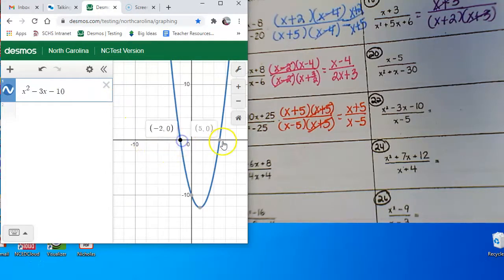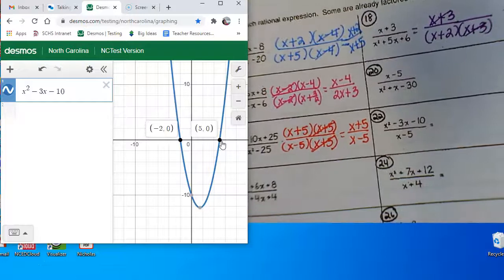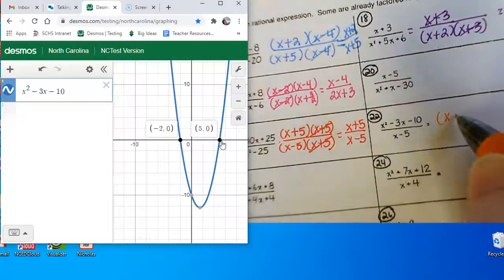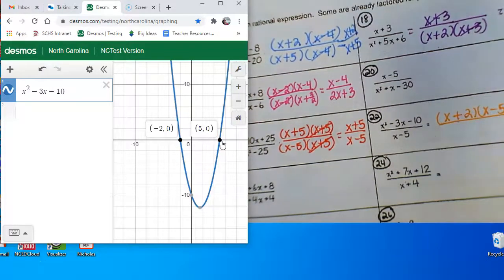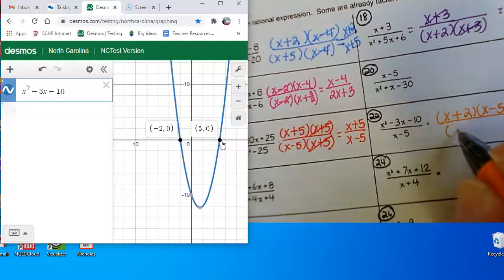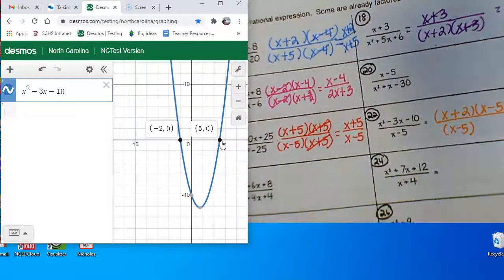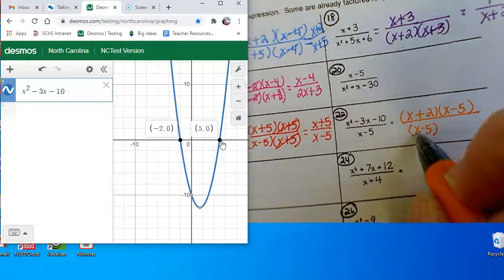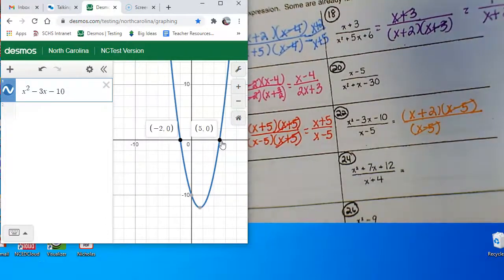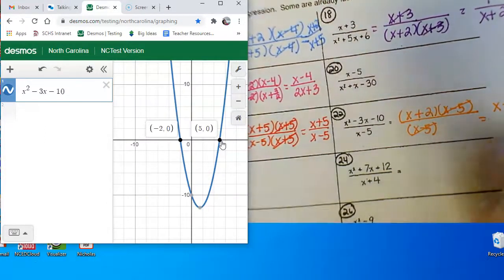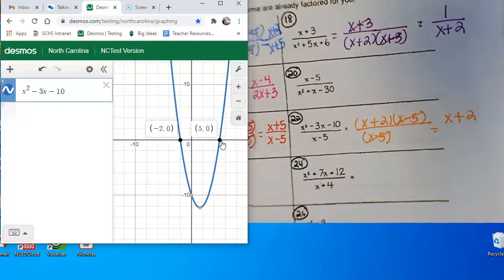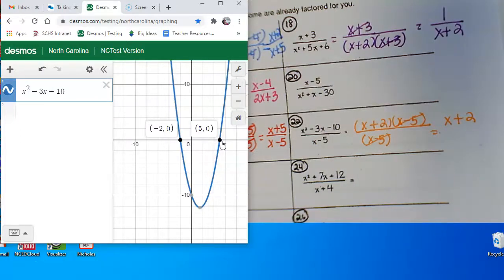We get -2 and 5. So that means that I have x plus 2 and x minus 5. On the bottom, there's nothing to do except to leave it as x minus 5. The x minus 5's go away. And since there's nothing on the bottom, I've got an x plus 2 on top, and you can put it over 1 if you want to, or you can just leave it as x plus 2 since the x minus 5's go away. That's what I wanted you to see on that one.